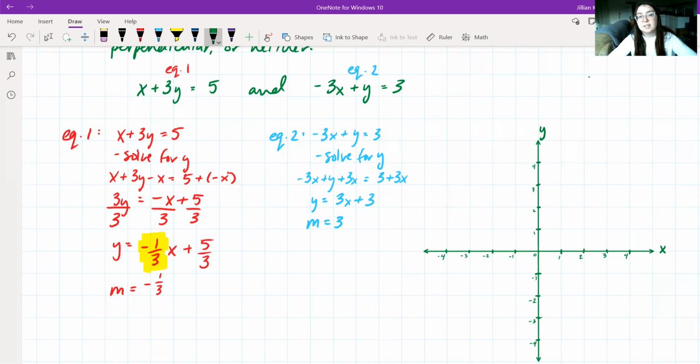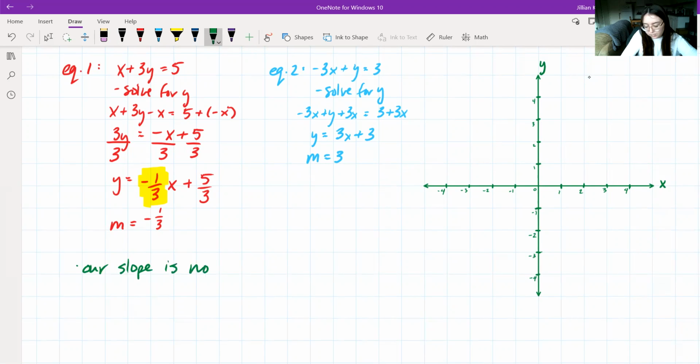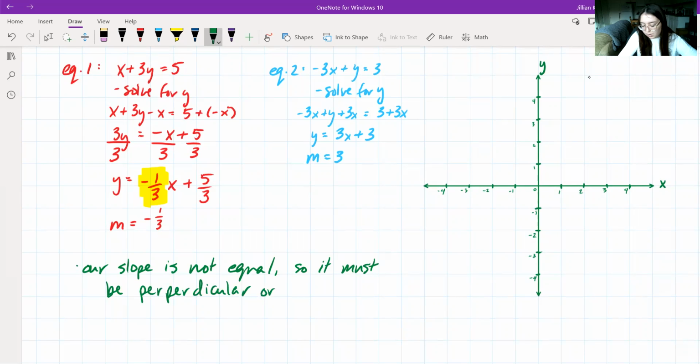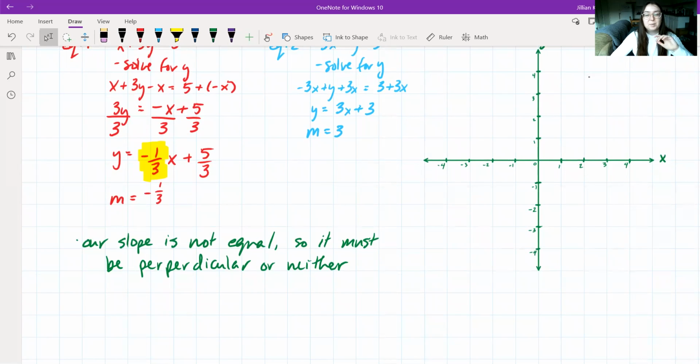So the first thing we realize is that our slopes are not the same. So our slopes are not equal, so it must be perpendicular or neither. I just forgot how to spell neither. All right, so it must be perpendicular or neither. We know it's perpendicular if we multiply them together and they equal negative 1.